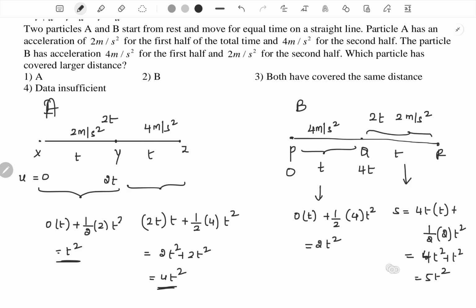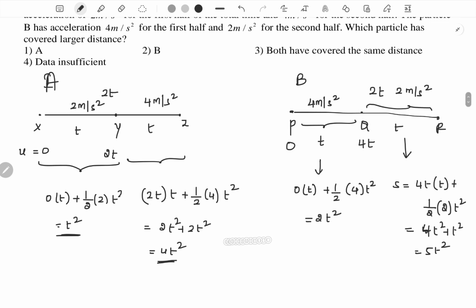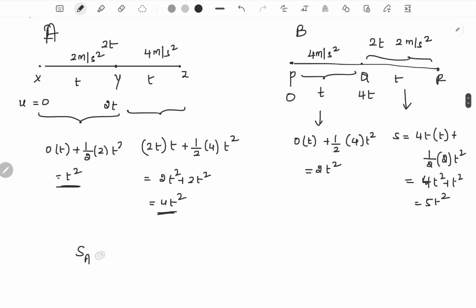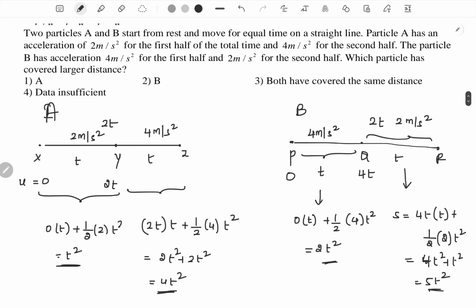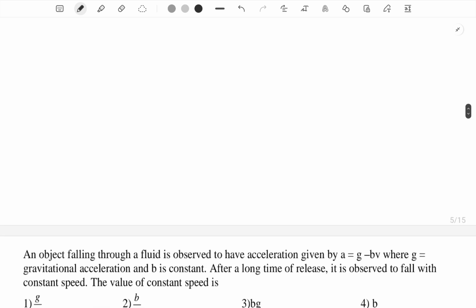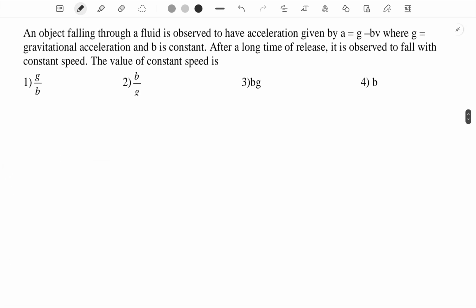Basically, if you properly observe, the first body has travelled total displacement of 5t square in that 2t amount of time, whereas the second body has travelled a distance of 2t square plus 5t square, which is 7t square. So the second body has covered a larger distance when compared with the first body. Okay. Now look at the next problem.